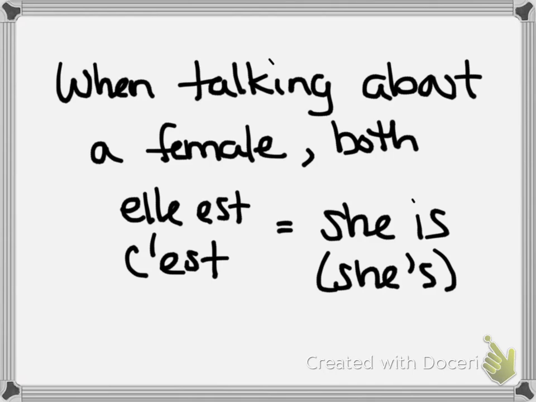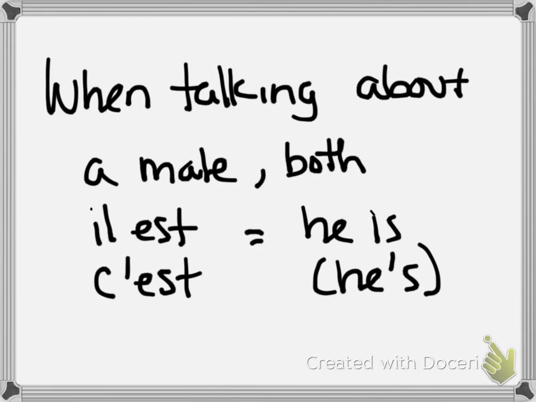When going forward for translation purposes, when talking about a female, remember both elle and c'est will translate to she is or she's. When talking about a male, both il est and c'est translate to he is or he's. Okay. And that's just in this instance. You couldn't say c'est français. Well, that's an adjective, so it would have to be il est français. So just keep in mind.